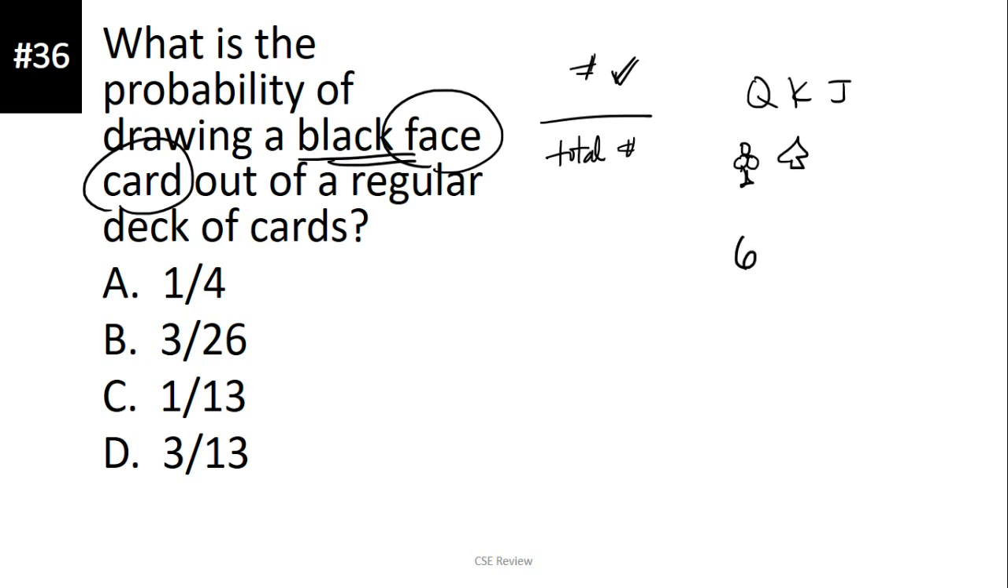So, it's a total of 6 cards over ilan ang pinagpipilian. Now, ilan ang laman ng regular deck of cards? That is 52 cards. In the smallest terms lang natin, that's going to give us 3 over 26. The answer is letter B. Okay?